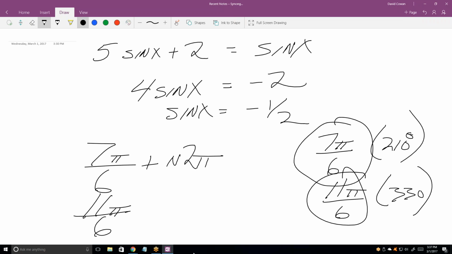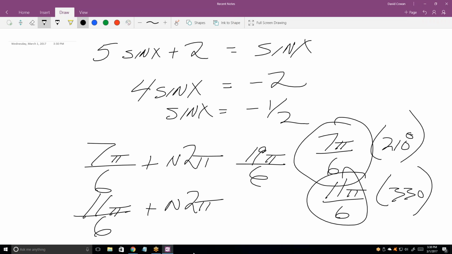Where n, do you use n or k? Our thing came out to be 2n pi, or n 2 pi, it doesn't matter. It's a little more understandable when you think of it as n 2 pi because we're looking for multiples of 2 pi above 7 pi over 6 or multiples of 2 pi over 11 pi over 6. In other words, if n was 0, then it would just be 7 pi over 6. If n was 1, then that would be 19 pi over 6.